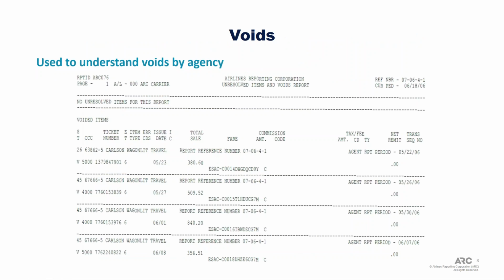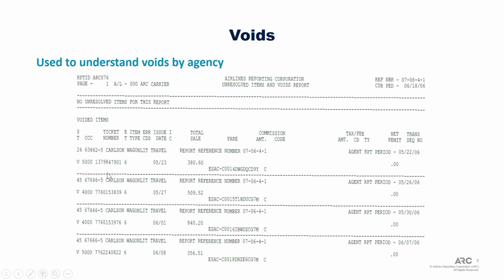The first report that I'm going to talk about today is the carrier sales report. This report is output on a cycle basis and also on a weekly basis. On this report, you have your sales, you have your sales summary, and you also have your void section. The void section will list the sales, refunds, and exchange transactions that were voided by the agency via the GDS or in their IER report.